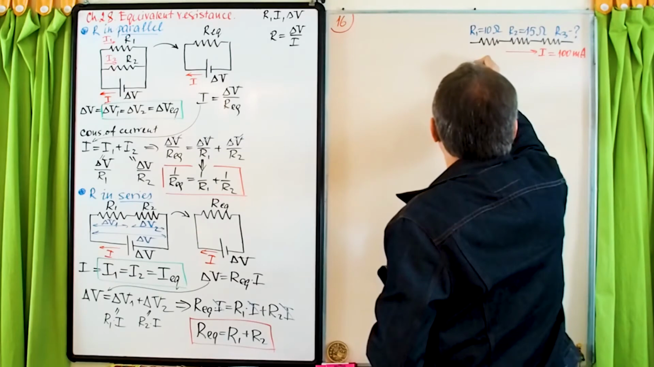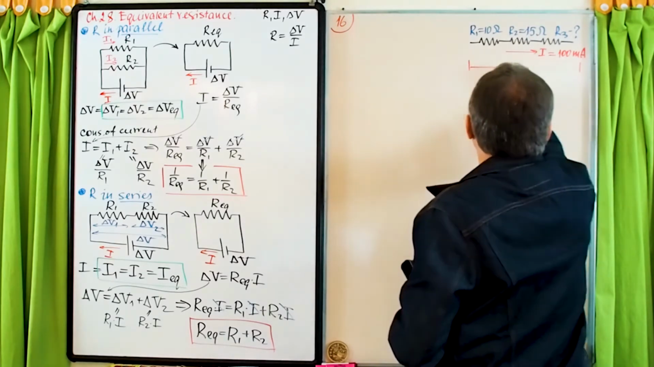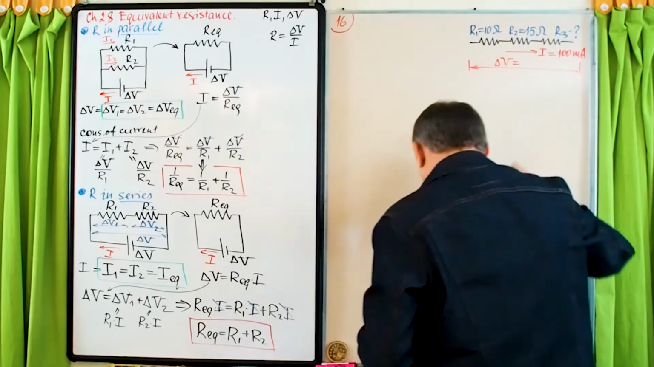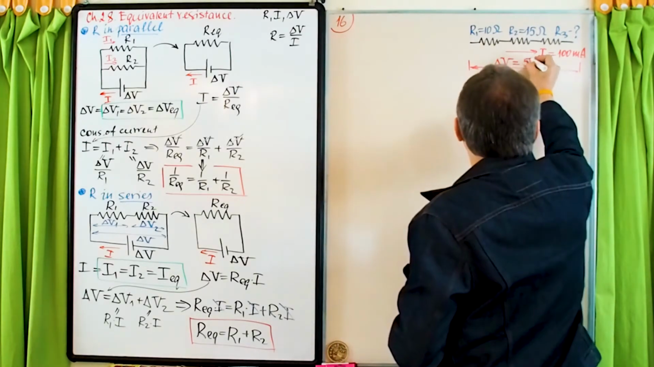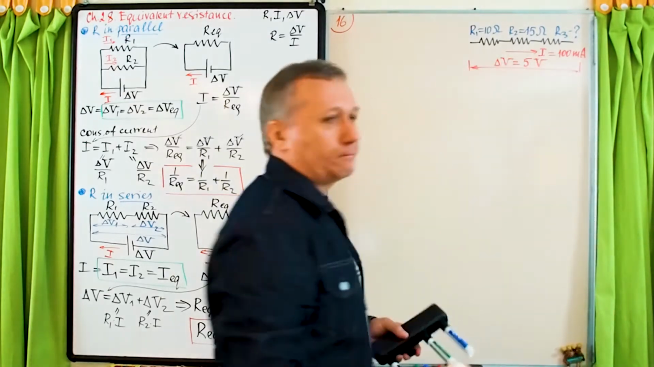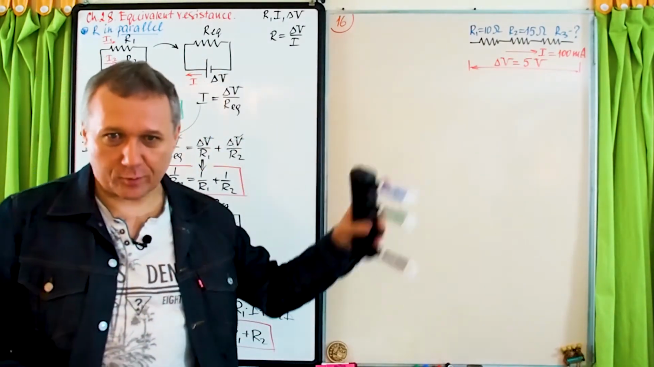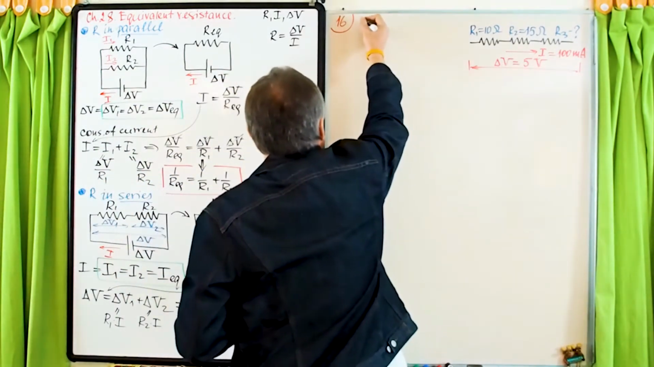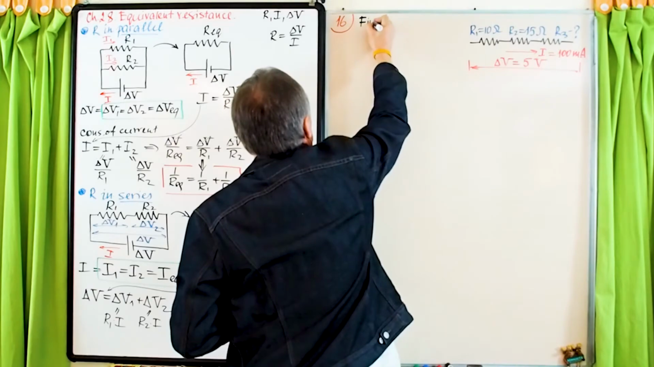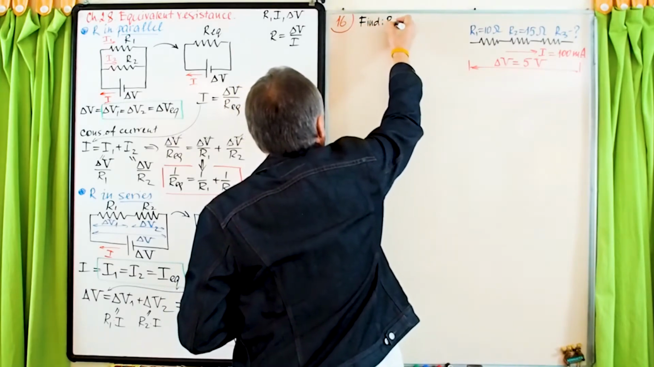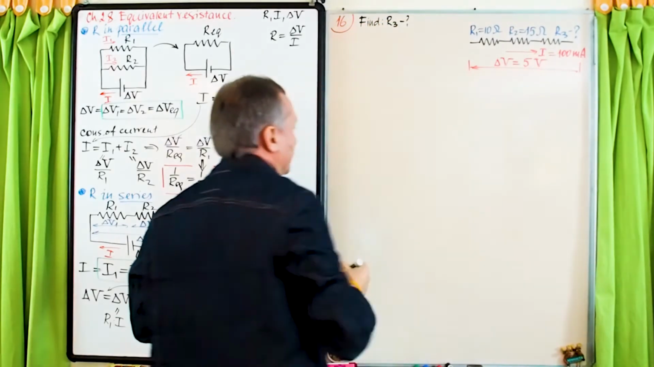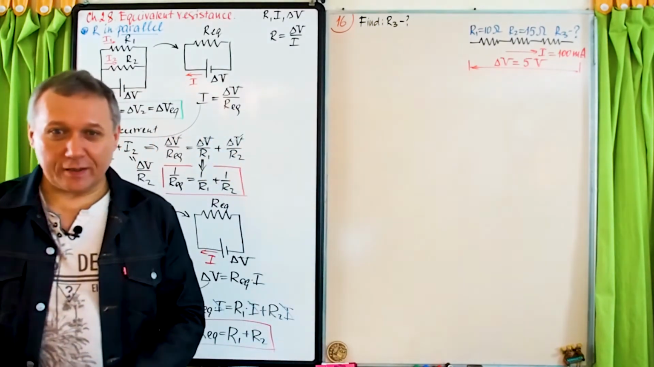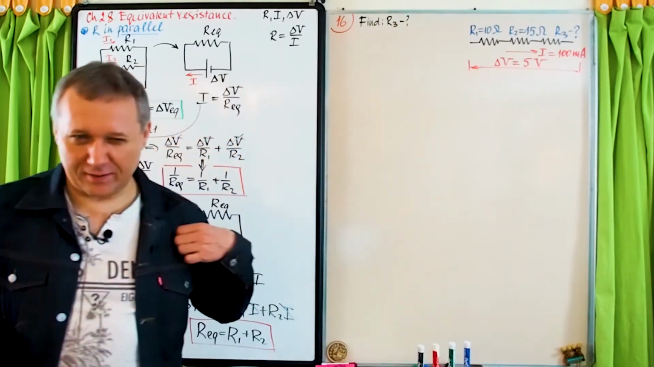Then, it's not the whole story. We know that the potential difference across the whole structure, delta V, is, I think, 5 volts. Yeah, 5 volts. So that's what is given. We need to find R3. Okay, so what can be done here?